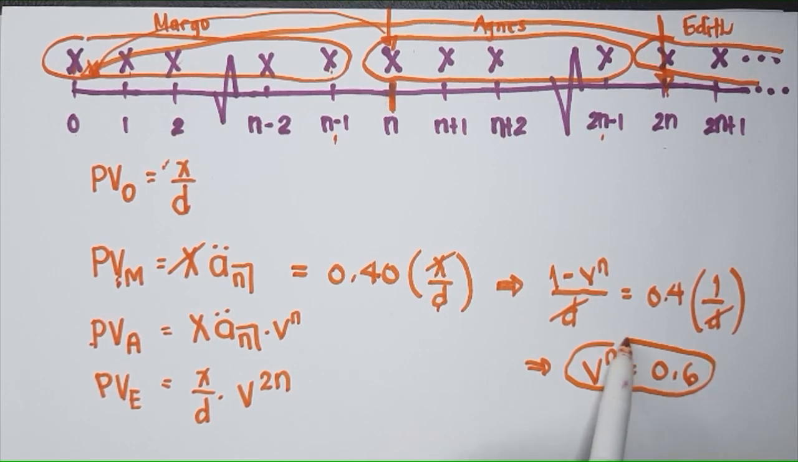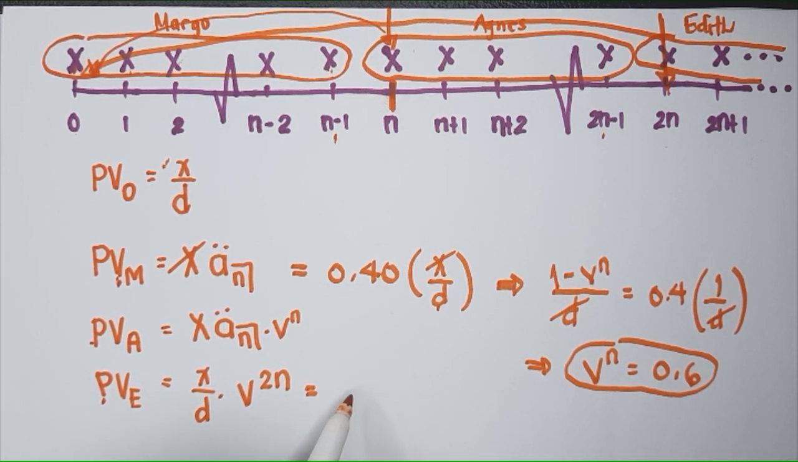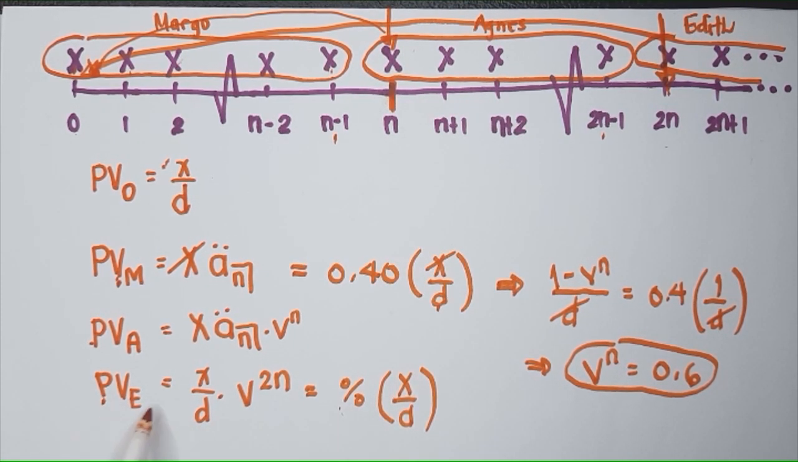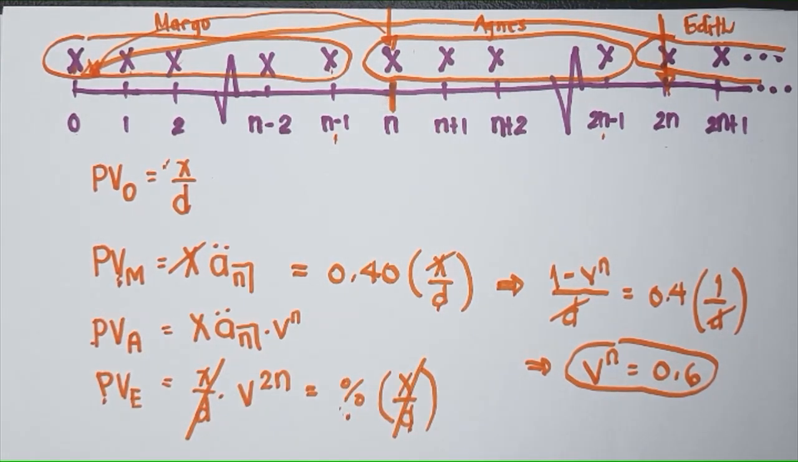So, gagamitin natin ang value na ito in getting the percentage of Edith's share. Nasaan ba yung kay Edith? Ito. So, parang ganito. This is equal to, o pwedeng ganito na lang. You do not know the percentage of the original perpetuity, kung gaano kalaki yung share niya. So, parang Edith's share is blank % of the original perpetuity. Kita nyo, magka-cancel lang naman yung X over D. So, ibig sabihin yung percentage share niya is equal to V to the 2N.